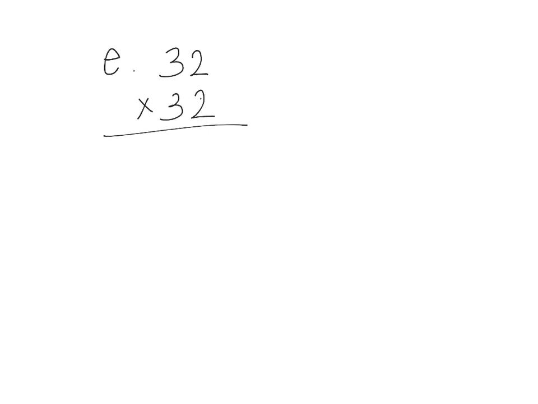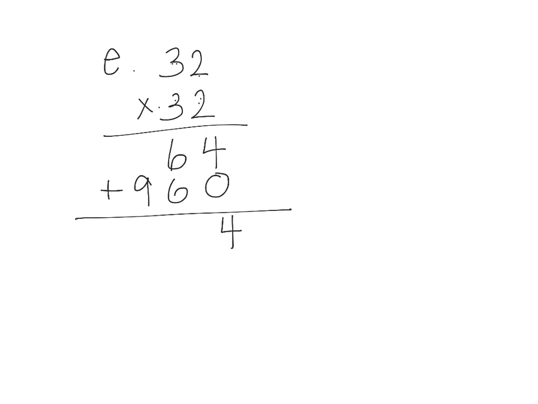And E. 32 times 32. Starting with the right. 2 times 2 is 4. 2 times 3 is 6. Place filler, 0. 3 times 2 is 6. 3 times 3 is 9. Let's add those up. 4 plus 0 is 4. 6 plus 6 is 12. 1 plus 9 is 10. 1024.